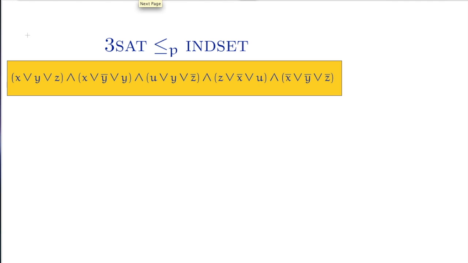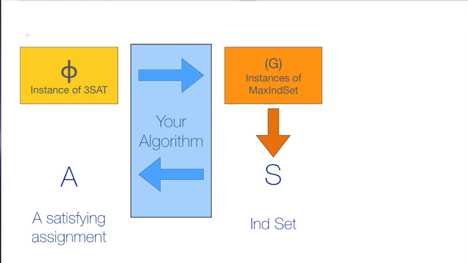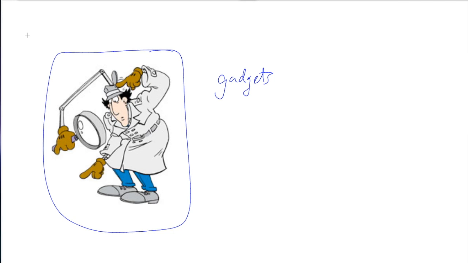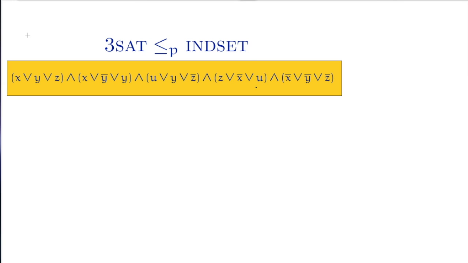Let me give you an example. Keep in mind this color map right here. We're starting with something with yellow color, and we need to map it into something of orange color. So we're taking this formula right here, which is a yellow formula, and we're going to map it into a graph of independent set. This is your first non-trivial reduction. We're starting with something that's purely logical, a formula, and we're going to something that's a graph.